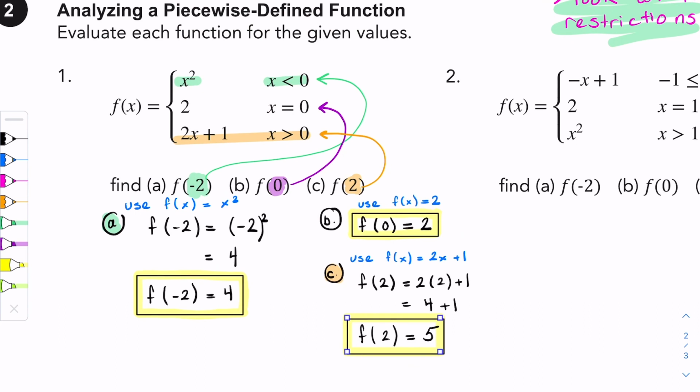All right, those are your 3 answers. Those are your only 3 answers. Do not substitute those values anywhere that they do not belong. They have specific restrictions. Make sure you use them.